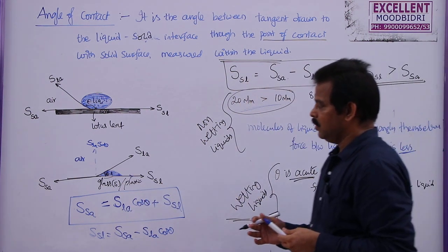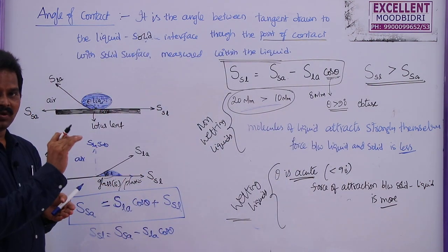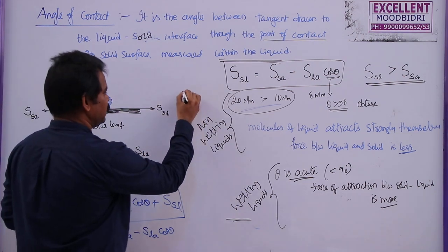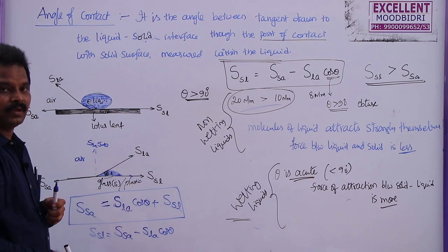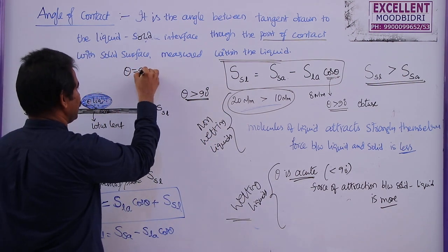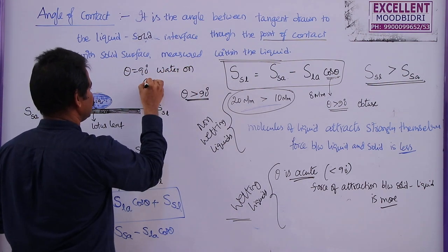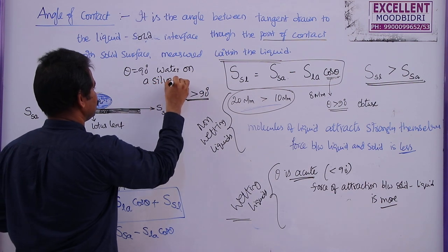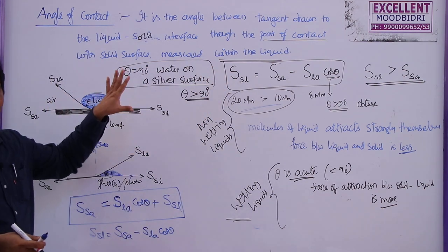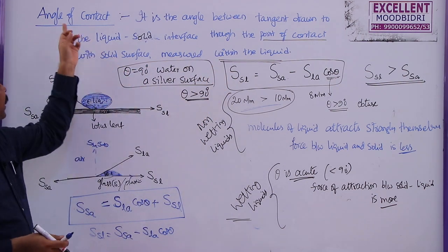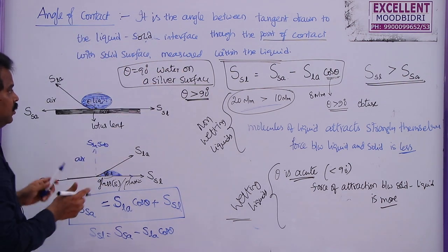So this is why water, when placed on waxy surfaces or oily surfaces, will not stick to that surface, because there the water will have an angle of contact more than 90 degrees with that particular surface. And it is found that theta is exactly 90 when water is placed on a silver surface. So theta is not constant for a given liquid. Theta, that is the angle of contact, always depends upon the other surface with which it is in contact.